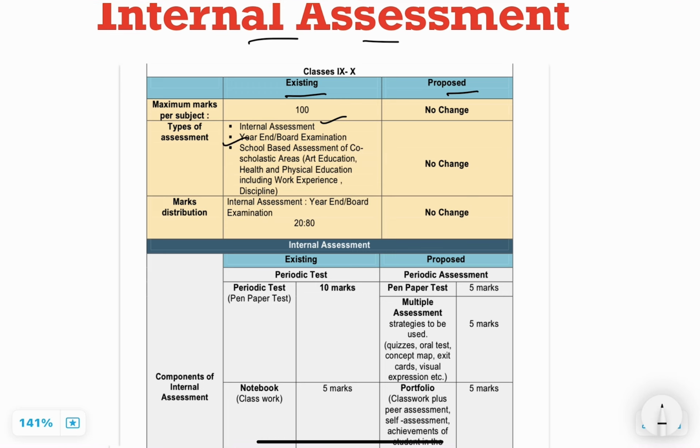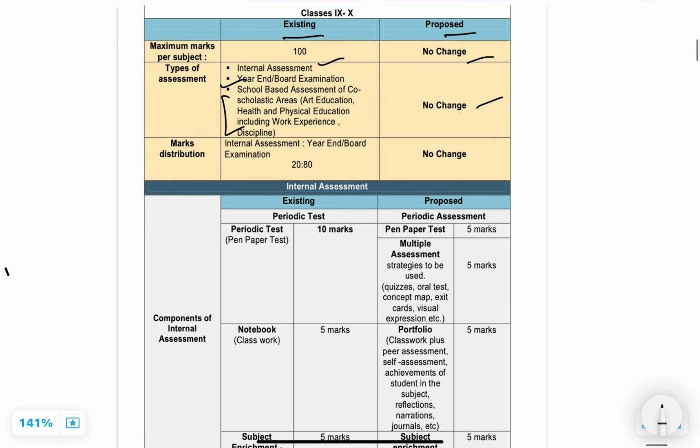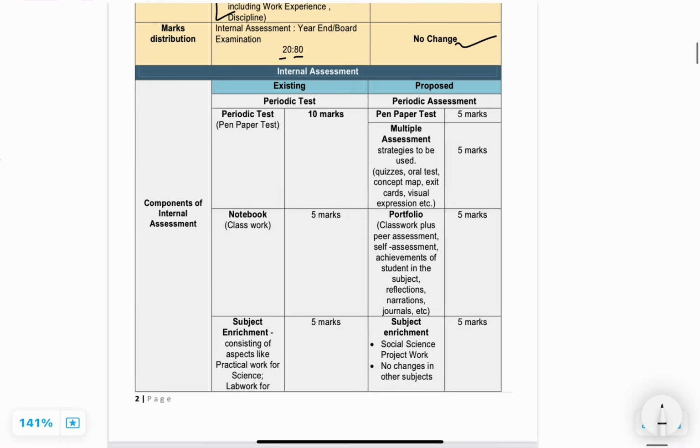Internal assessment, that is, year end or board examination. School based assessment, that means the school is to send your marks and there are no changes there. Same: internal assessment and year end board examination, the weightage is 20:80. So no change. Now, what was it earlier and what is it now?